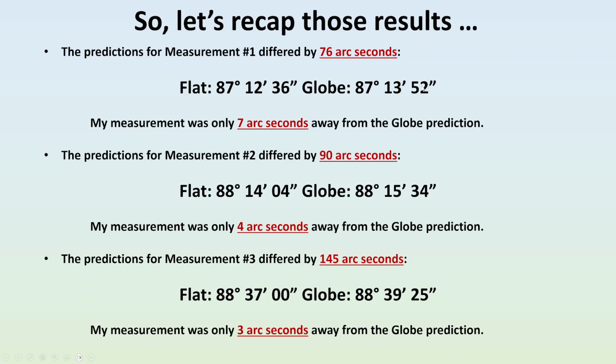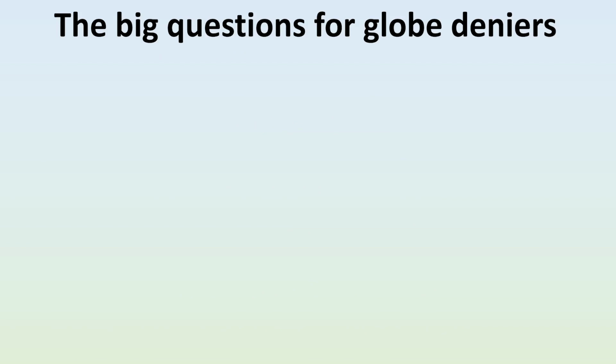All right, so let's recap what results we had. The predictions for measurement number 1, so the difference between the globe prediction and the FE prediction was 76 arc seconds. My measurement was only 7 arc seconds away from the globe prediction. The predictions for measurement number 2 differed by 90 arc seconds, and my measurement was only 4 arc seconds away from the globe prediction. And for the third one, the difference was 145 arc seconds, and my measurement was only 3 arc seconds away from the globe prediction.